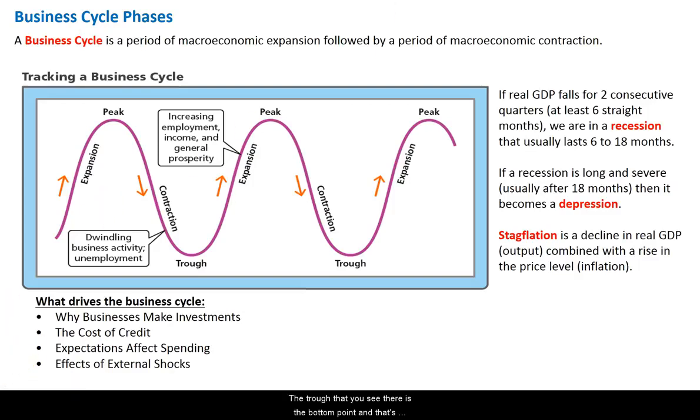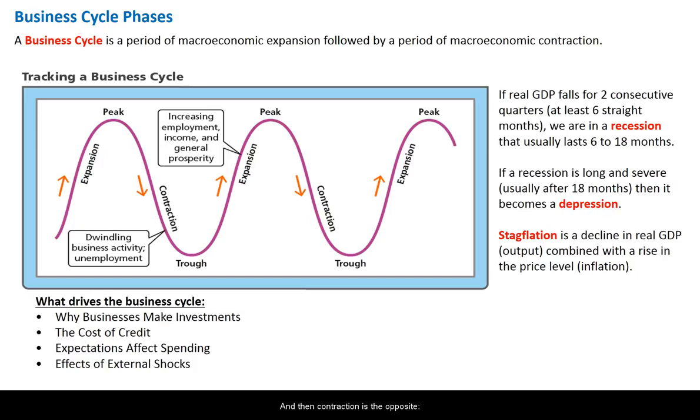The trough that you see there is the bottom point, and that's where real GDP stops falling, and of course will then turn around and start rising again, repeating the cycle. Now, what you'll see during these phases, expansion, you'll see rising GDP, so that total value of all goods and services being produced in a country's borders in a given year will be rising and increasing. You'll see unemployment dropping. Typically, inflation might be problematic here at times, depending on the level of expansion.